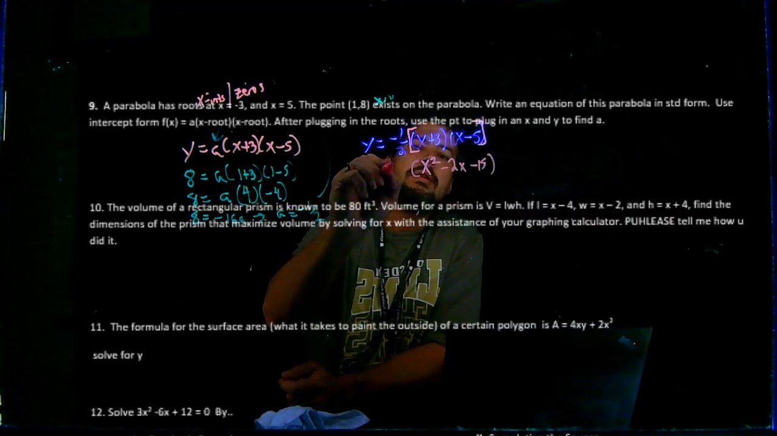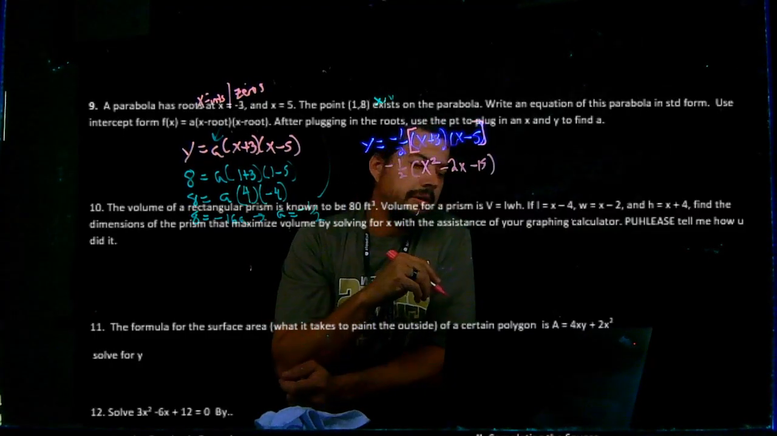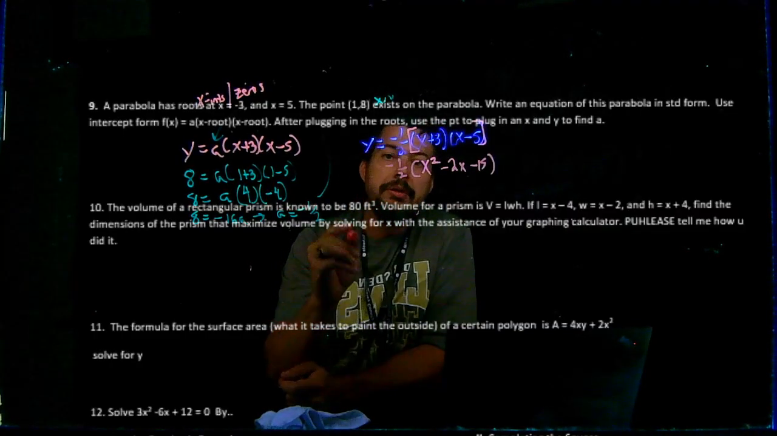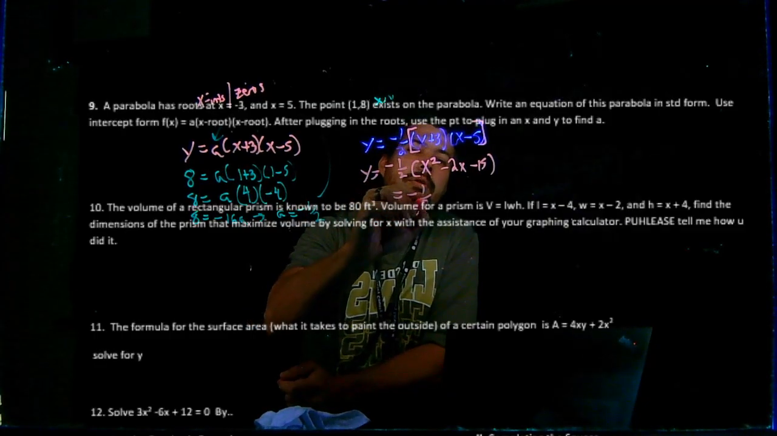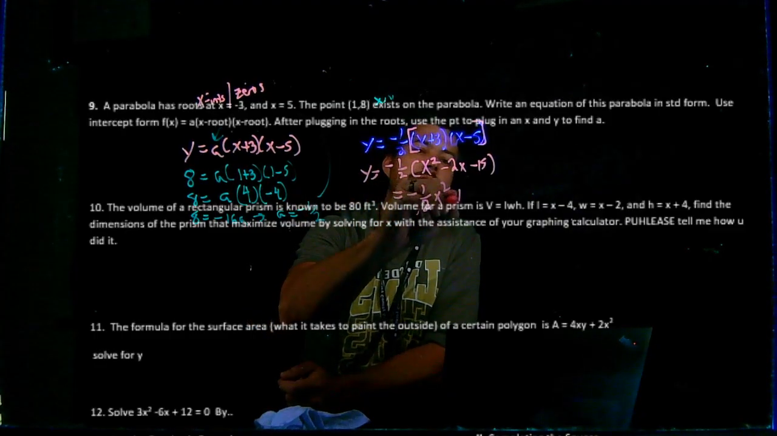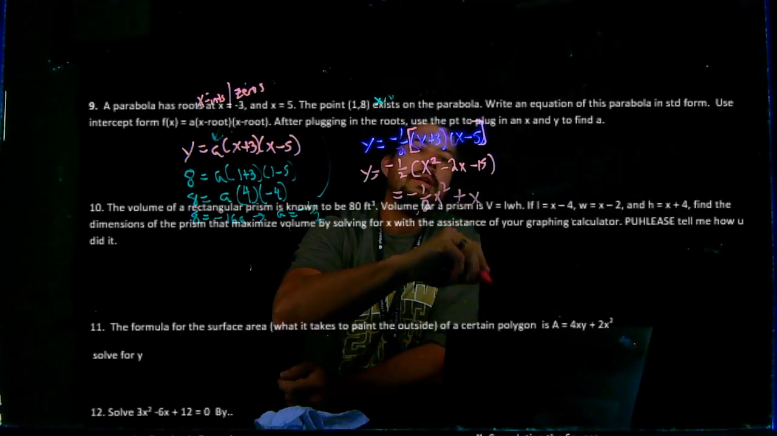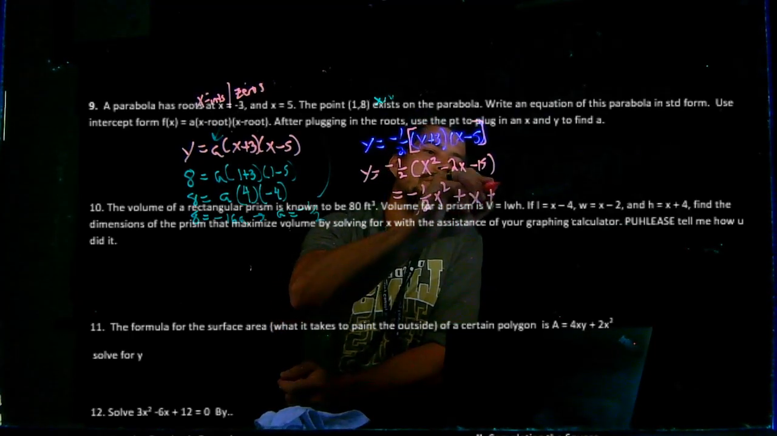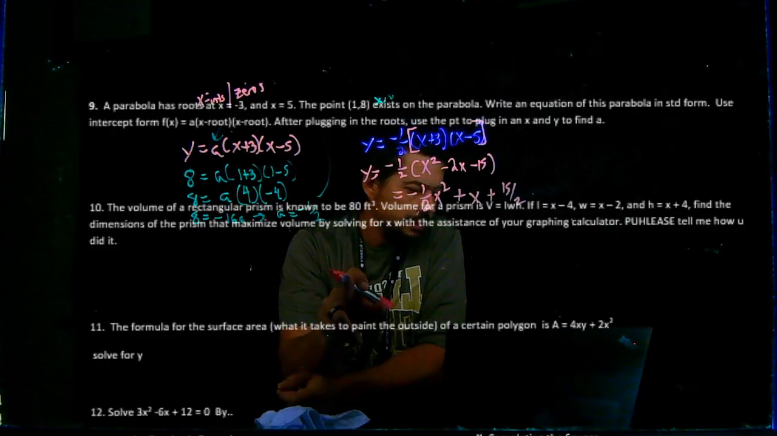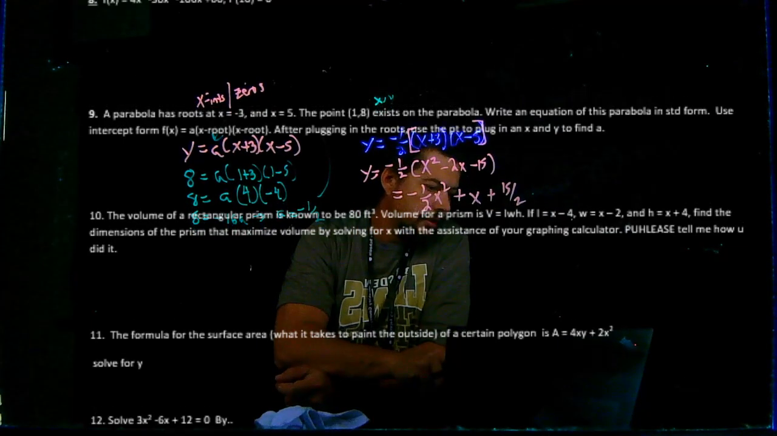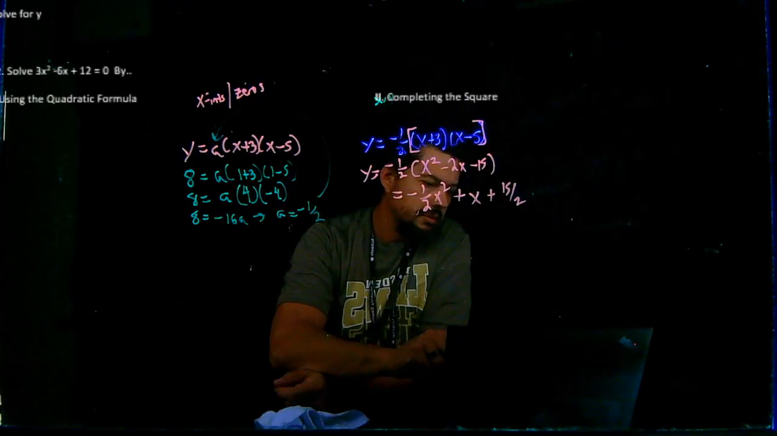But wait, you still got that negative 1/2 out front. It's called the distributive property, kids. You're going to distribute it to all 3 pieces. Negative 1/2 x squared. A negative times a negative is positive, half of 2 is an understood 1, x. Negative times a negative is positive, 15 over 2. Easy peasy lemon squeezy.